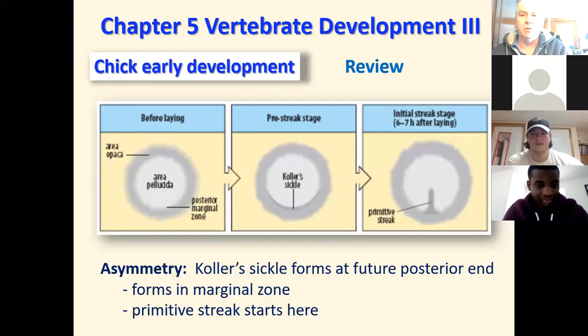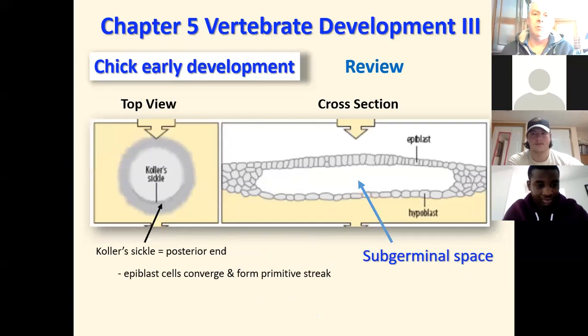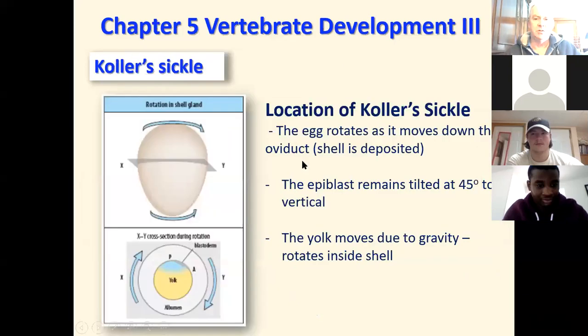So starting out with the chick, reviewing. This is just a review of chapter 3. Just remembering that by the time we start, we're going to have this hypoblast covering the yolk, and we'll have Koller's sickle at one side, and the epiblast, which is the actual embryo proper, is on top, and that's the subgerminal space. Now, Koller's sickle is because of the rotation of the egg as it goes through the oviduct, and it's rotating in this direction while the shell's being put on. And whatever is at the top will be posterior, and that's where Koller's sickle is going to be. And then the anterior end is the other side.